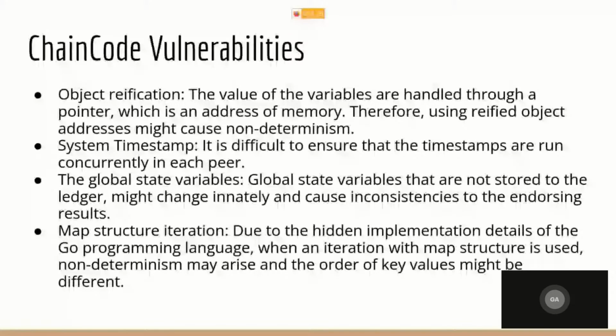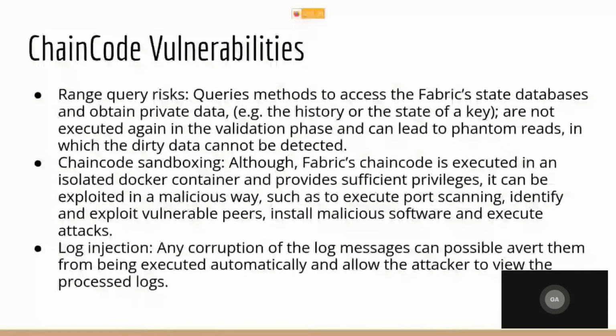The other two attack vectors are chain code sandboxing. When the chain code is executed in an isolated chain code Docker container with sufficient privileges, an escape is a possibility. It can be exploited in a malicious way, such as port scanning, or like I mentioned, container escape, and identify and exploit vulnerable peers. All those are possibilities. Log injection is another kind of attack vector possible, any corruption of the log messages.